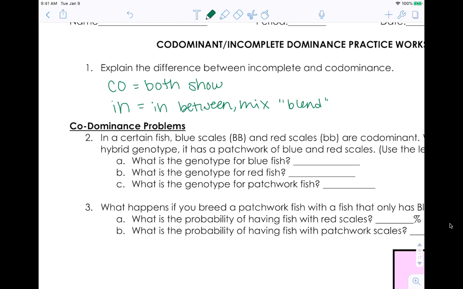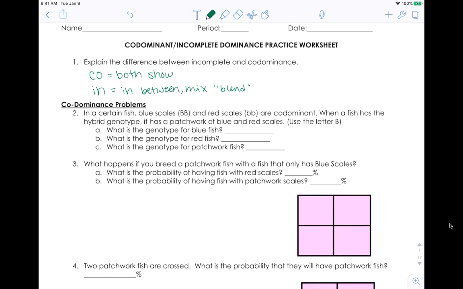So let's say that you have a white flower and a red flower and it's incomplete dominance. Well, then white and red make pink. Can you see white and red? No, but you see a blend of them. That's incomplete dominance. Okay, so we're going to practice a few of these.